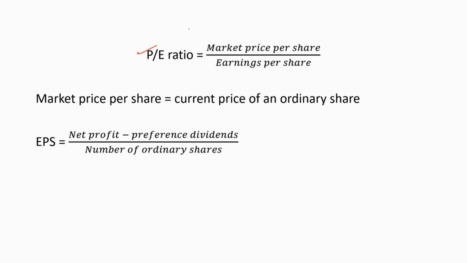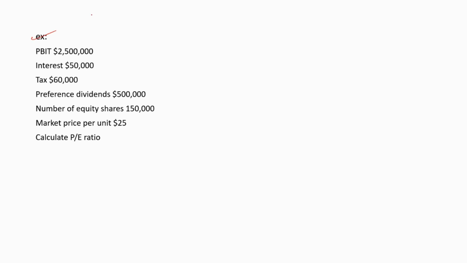This is how we can calculate the PE ratio, which is equal to market price per share divided by the earnings per share. Market price per share is the current price of an ordinary share. Now we know about the earnings per share, which is equal to net profit minus preferred dividends divided by the number of ordinary shares. Now let's do this example.